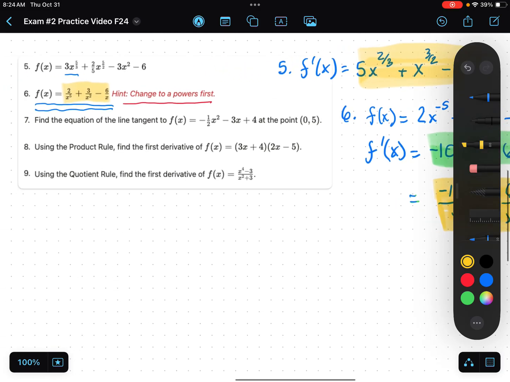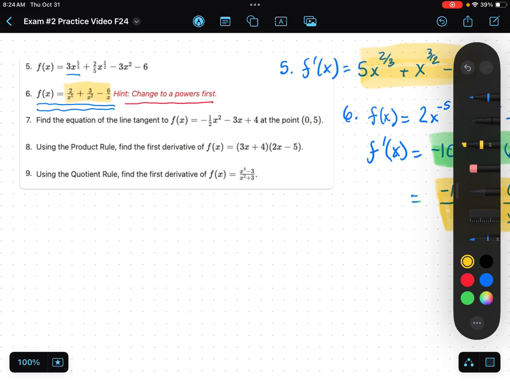Okay, problem 7, find the equation of a tangent line. So now we're going to be doing several things here. We need the derivative, but that's not our main goal. Our main goal is to get the equation of a tangent line. So just to remind you that a tangent line is a linear equation, and typically what we're shooting for is to use the point slope form and fill in these three blanks.